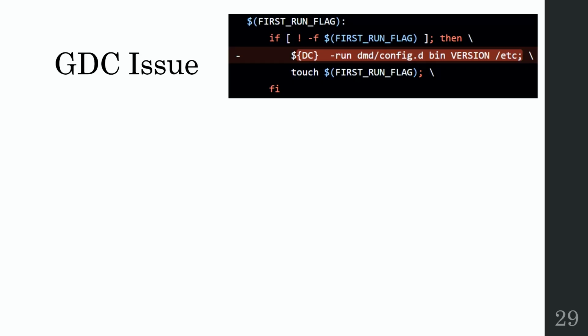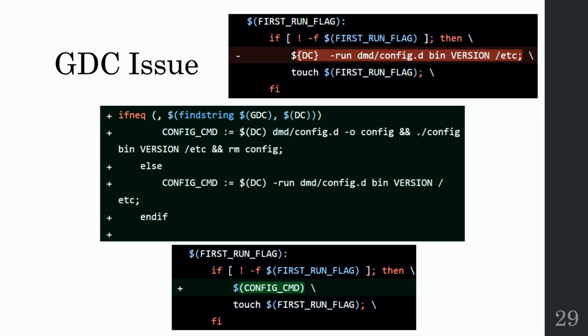With LDC DMD, you can actually run those files on the fly without worrying about an executable. But with GDC, you cannot do that. So we had to fix our makefile in order to create this special case for the GDC compiler so that we generate the binary, execute it, and then remove it.